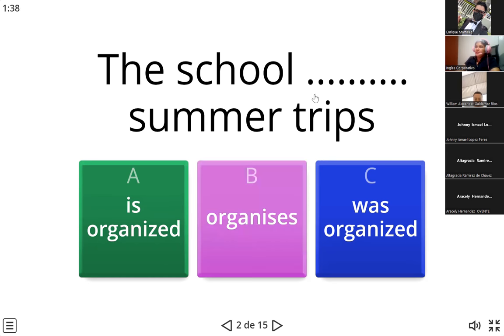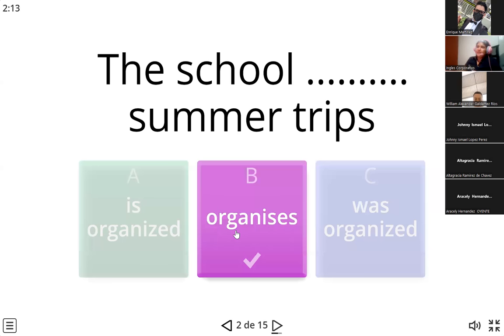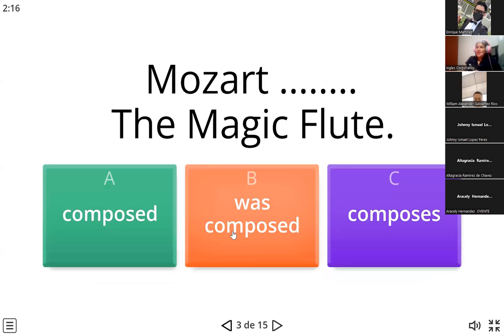Okay, here, the school was organized? In this case, no. The school organizes summer trips. La escuela organiza viajes de verano. Estamos hablando de tiempo presente.